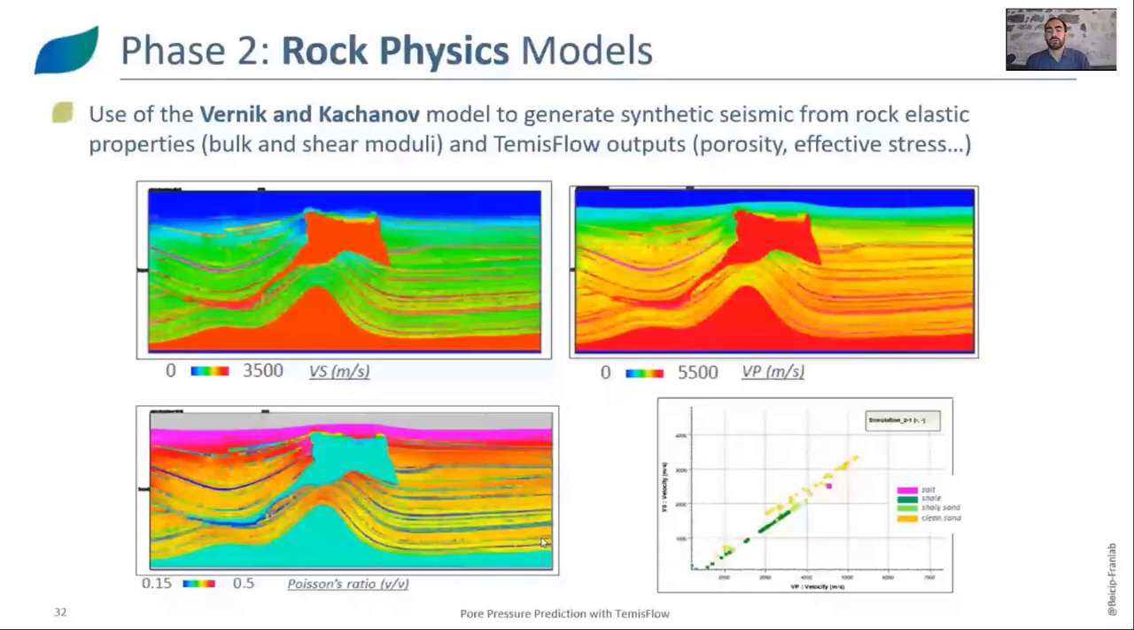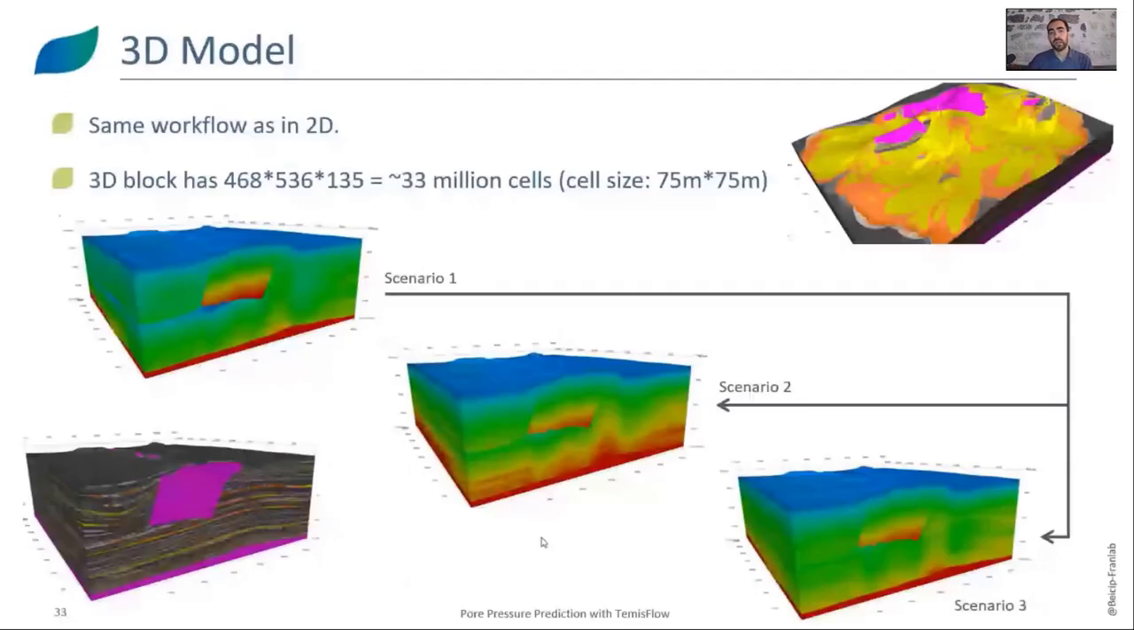After doing the work in 2D, we did it as well in 3D. So the workflow was exactly the same. The model was a very high resolution model in 3D, 33 million cells, so one of the biggest I've seen, with a very small cell size, 75 meters, and 135 layers. And here as well, we came up with several scenarios depending on the illitization effect in order to have the same workflow in 3D at basin scale.